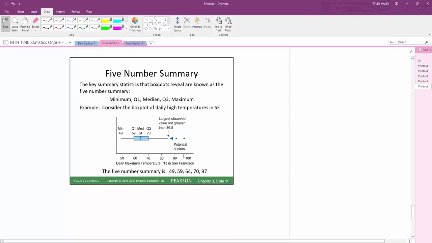So when we talked about the 5-number summary in an earlier section, also, right, how to find that. The key statistics that box plots reveal are known as the 5-number summary: the minimum, quartile 1, the median, Q3, and the maximum, right? So here's an example. It says, consider the box plot of daily high temperatures in San Francisco. So the 5-number summary would be 49, 50, 59, 64, 70, and 97, right? So even though this is an outlier, it's still the maximum value, right? Because that's what is shown here, the max.